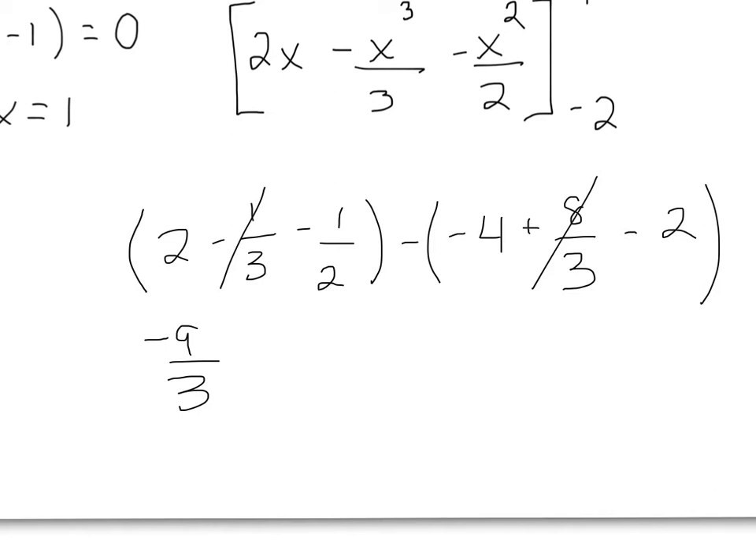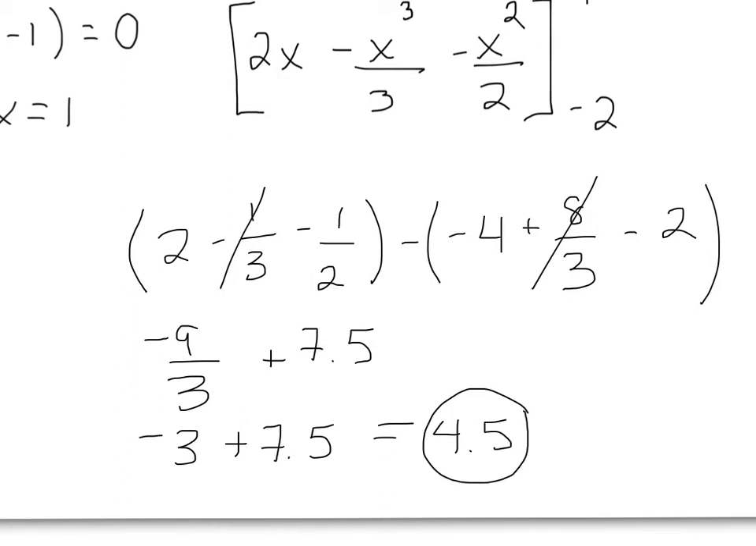2 plus 4 is 6, plus 2 is 8, right? Minus a half, that's plus 7.5. So we end up with negative 3 plus 7.5, which gives us a grand total of 4.5.